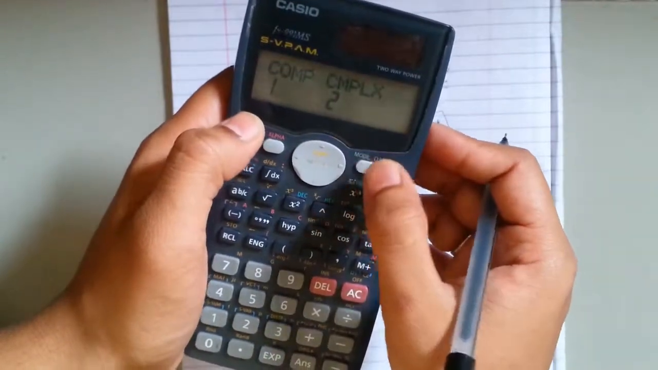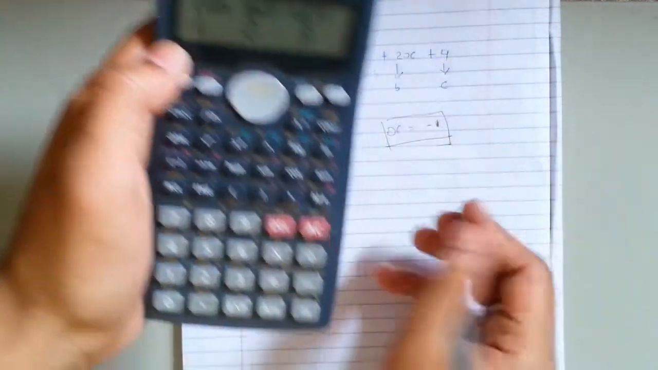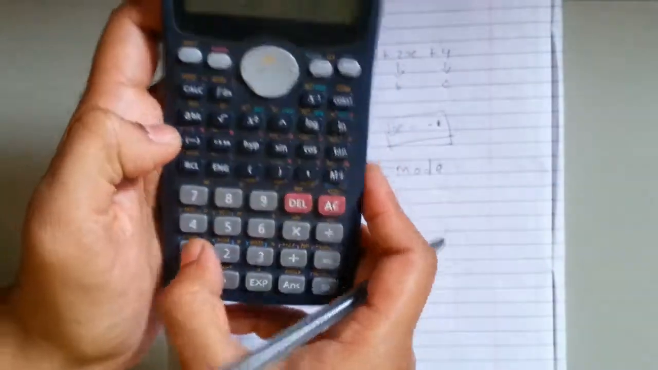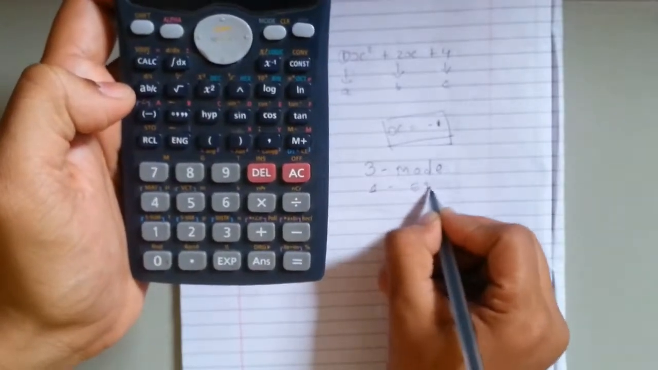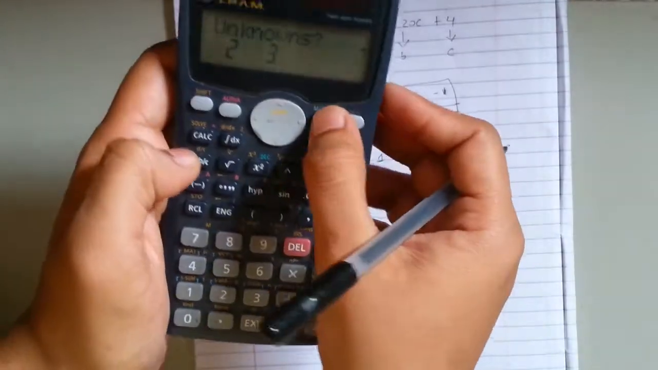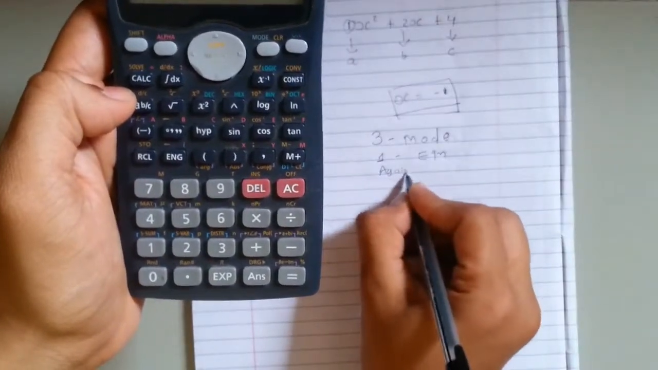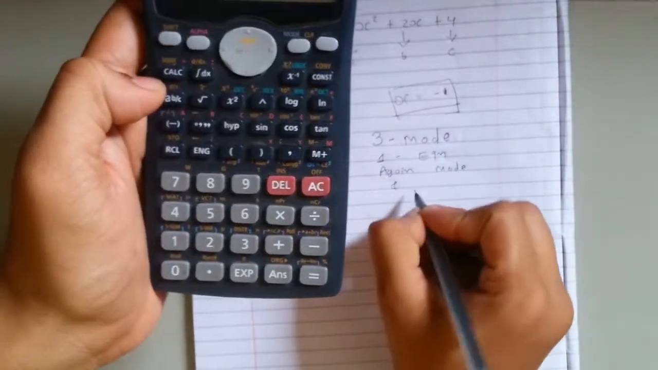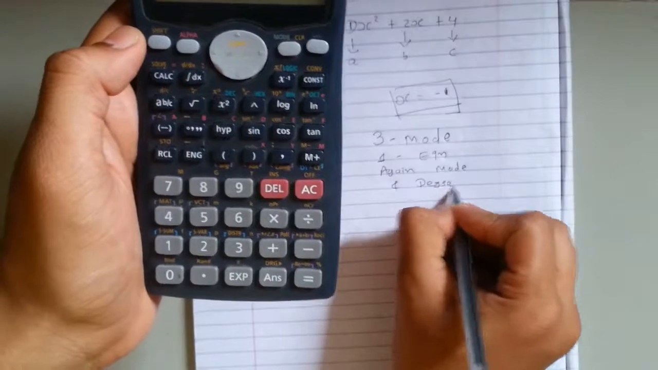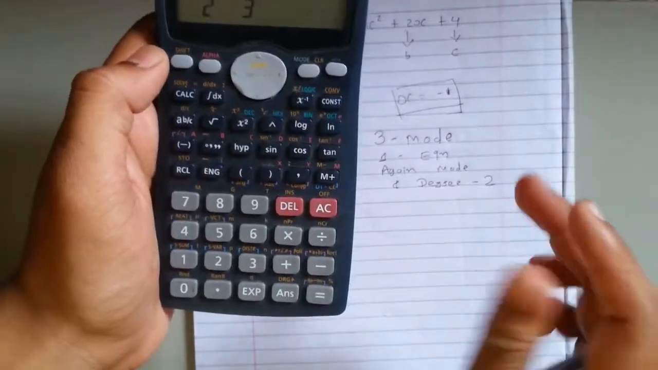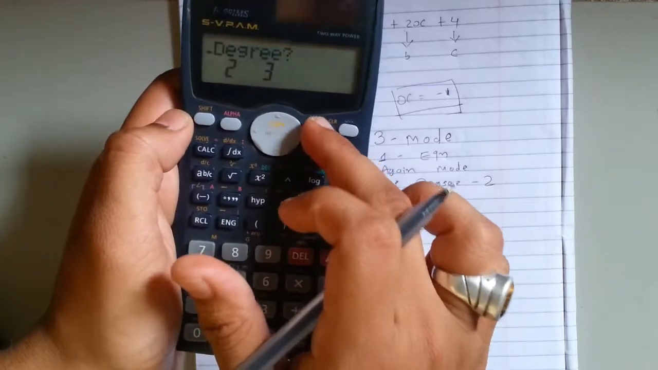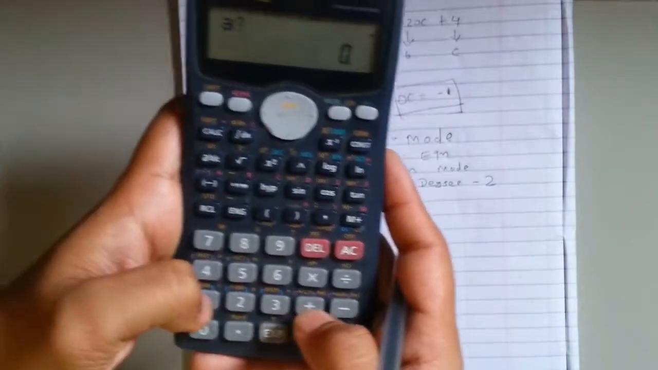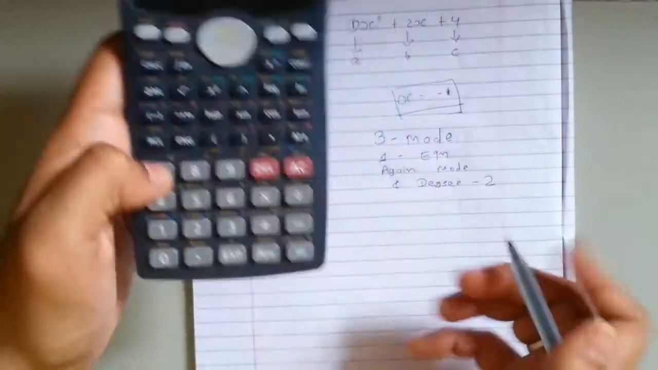See, let's do it again. Mode, 3 times mode, 1 equation, again mode, and degree 2, then you put the value of A, B, C: 1, 2, 4. You will get the answer.